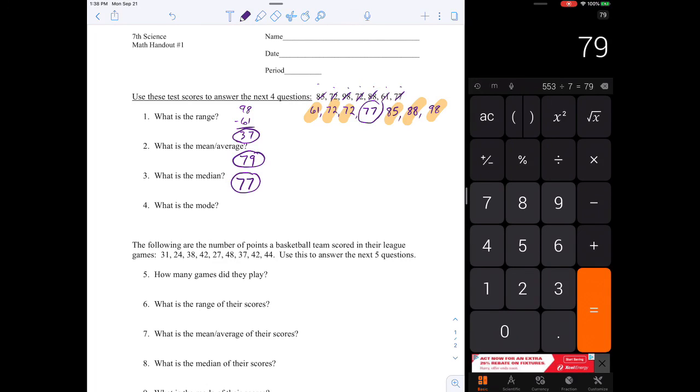And in mode, you just look and see, well, which one do I have that is listed more than the others? Another reason why we put them in order. That way, look right there. I've got 2 72s. And I don't see any others, so 72 is my mode. Okay, there you go. That gets you going.